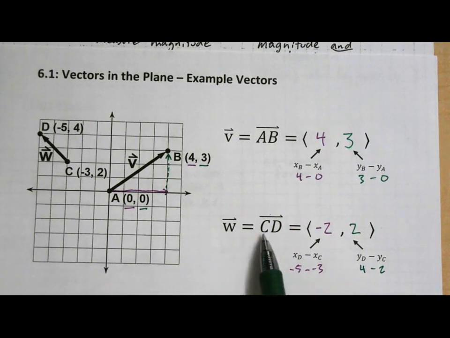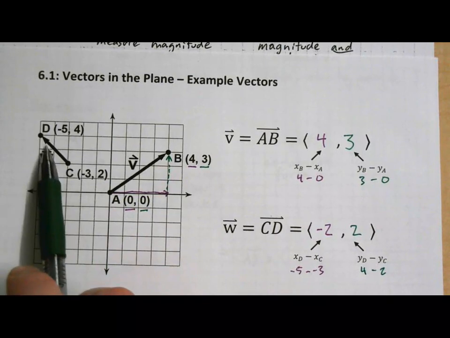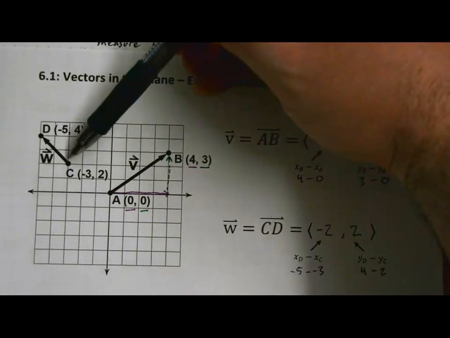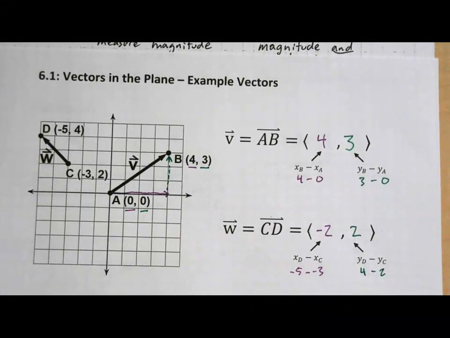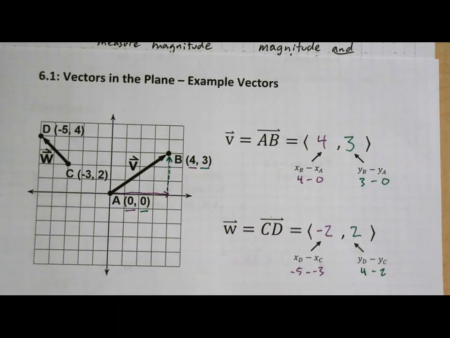So this says I want the vector that starts at C and ends at D. So that's why the arrow is pointing up towards D. Now if I flipped it, it would be heading down this way instead. So C would be the initial vertex and D is the terminal vertex. Bless you. Are we feeling okay about those? Any questions about that?